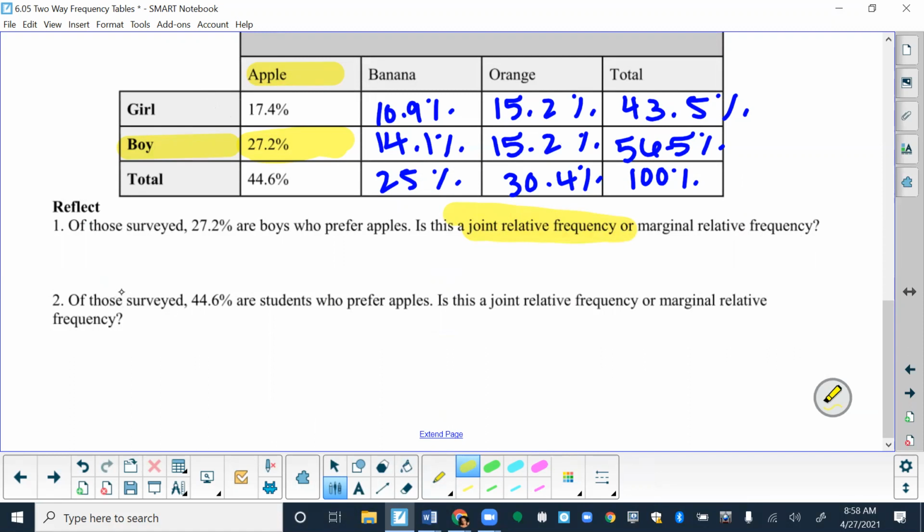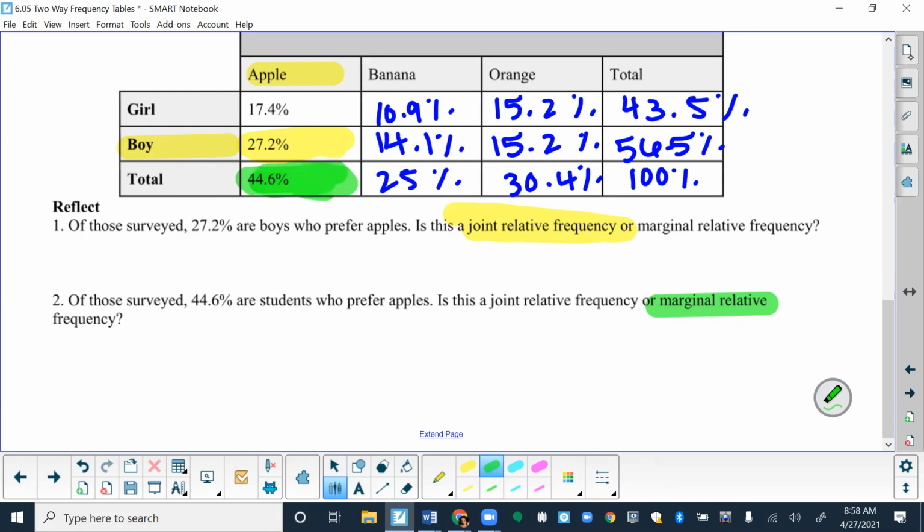All right, what about down here? Of those surveyed, 44.6% are students who prefer apples. Is this joint relative frequency or marginal relative frequency? Good, and you know that because it's one category. Students who prefer apples, so that includes both of them at the same time. And it's in the margins.